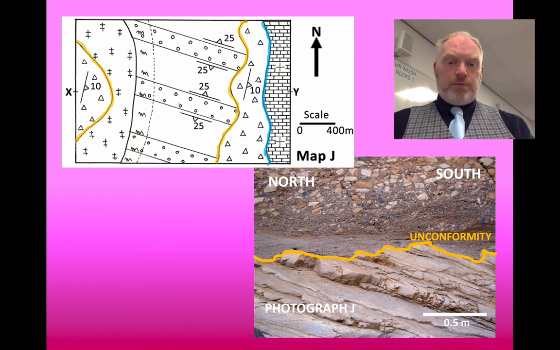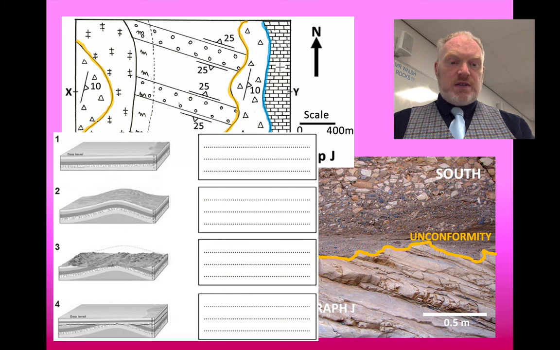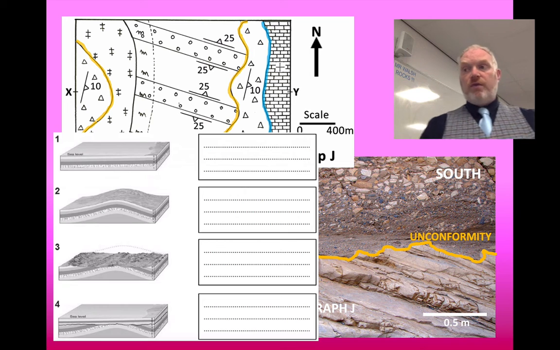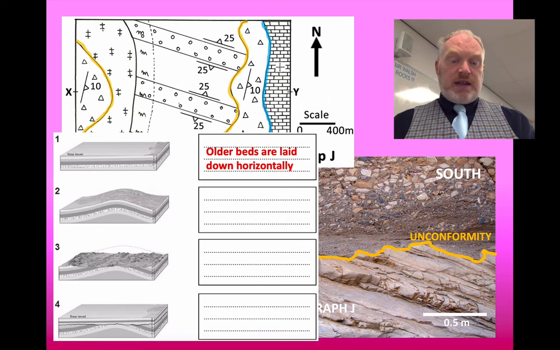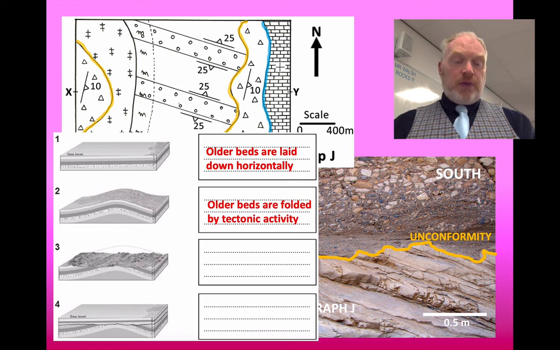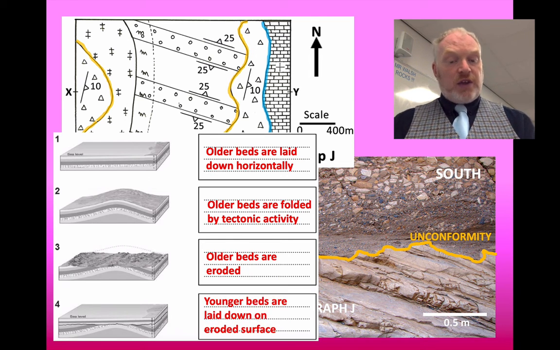Okay, let's think about how these form. So I gave you this set of cartoons to show how an angular unconformity actually occurs. The first stage is that we get the older beds laid down horizontally. Then those older beds can get folded or tilted by tectonic activity. They then get eroded away, and then younger beds get laid down horizontally on top. They might then be tilted themselves or folded in addition, but it'll always be different from the older beds beneath.